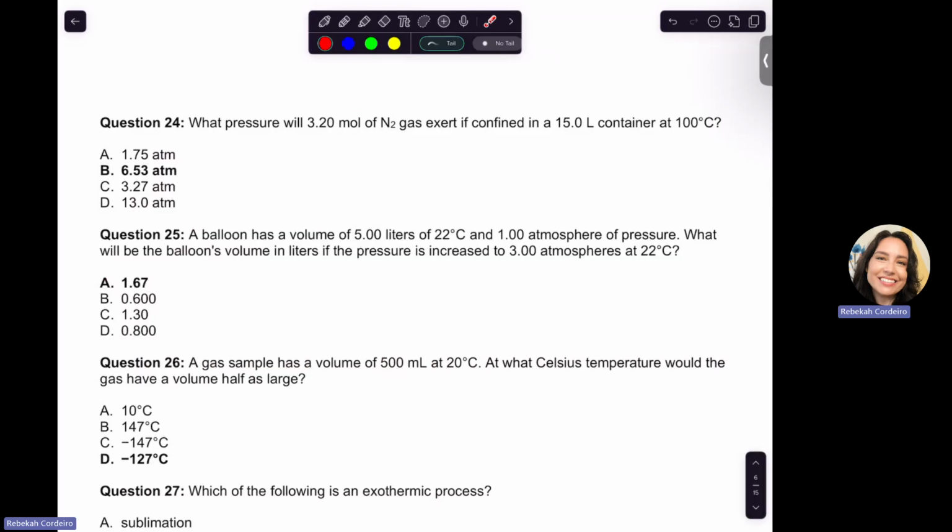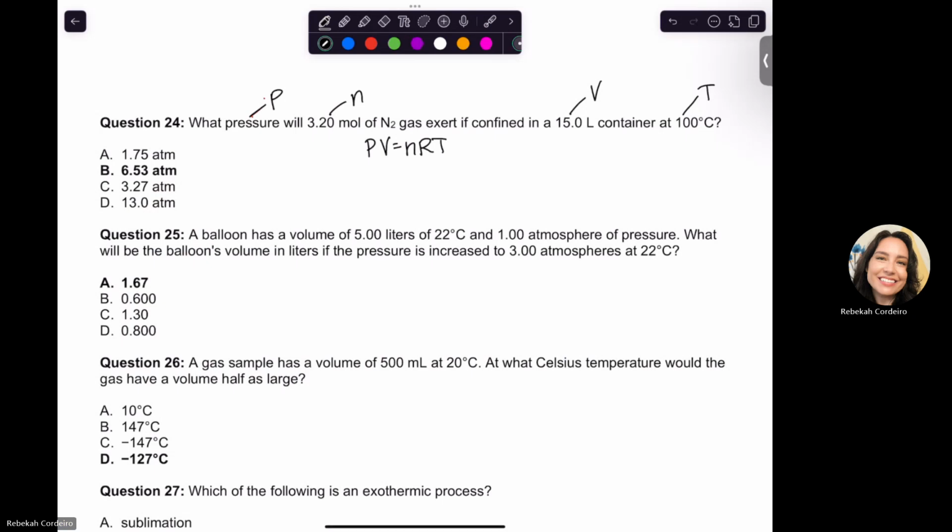What pressure will 3.2 moles of nitrogen exert if it's confined in here? So we have P, we have an N, we have a V, and we have a T. We have one of each. So we're going to use PV = nRT for this question. You have to make sure that we're using all the units of R. So do we have all those units of R correctly?